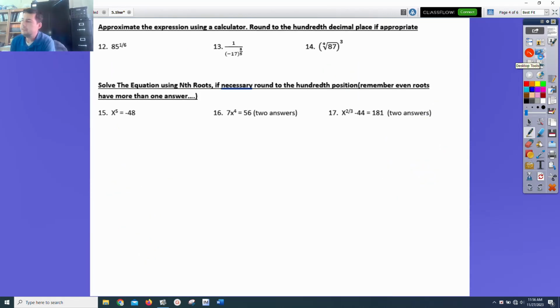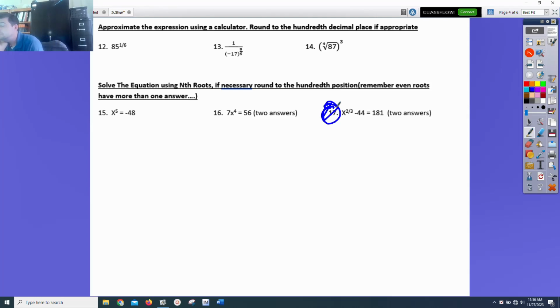Approximate using a calculator. I'm going to let you do that. You ought to be able to figure this out. You're going to have to use your exponential notation. None of these are too hard on this page. 17 is probably the hardest one on here. It does have two answers, because you're taking, I drew a circle there, 3 times and that's what showed up.